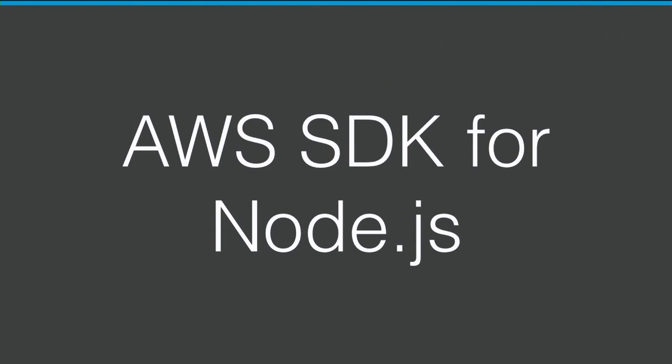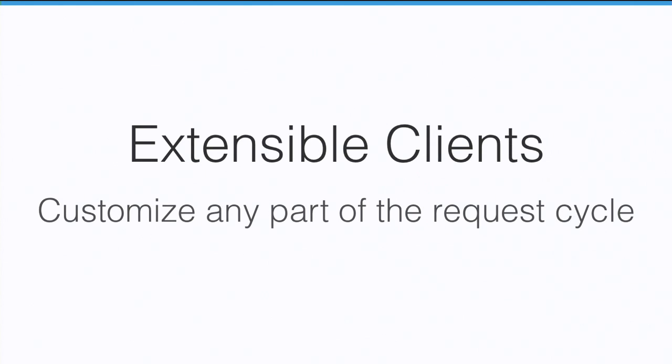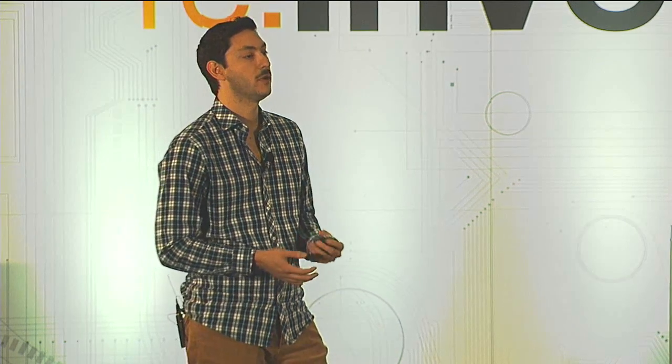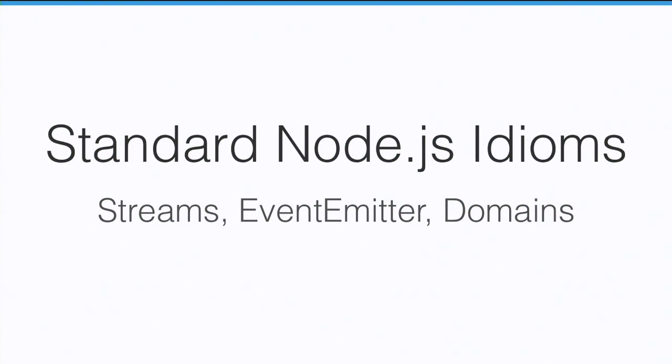So I'm going to start with the AWS SDK for Node.js and give you a little bit of overview about the actual SDK. We have full service coverage, which means we support over 30 AWS services. There's a broad spectrum of services that you can use in the SDK. We have extensible clients, which means you can really dig deep and customize a large part of how your requests get routed through to services. So if you need to customize things, there's a really good event-based architecture that I'm going to talk about. We also use standard Node.js idioms, which means if you're using streams, event emitters, domains, we support all of those things.